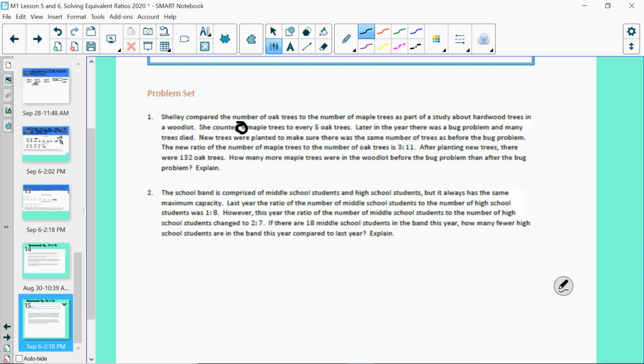So, marking your text, again, is going to be really critical. Later, there's a bug problem and some trees died. They did a planting, the same number of trees, but now the ratio is 3 to 11. So, I'm going to have a before of 9 to 5 and after of 3 to 11. Remember, you're always looking for that third critical piece. In this case, it's 132 oak trees after planting. That means I'm taking the 132 and dividing it by 11, not the 3 and not the 5, okay?